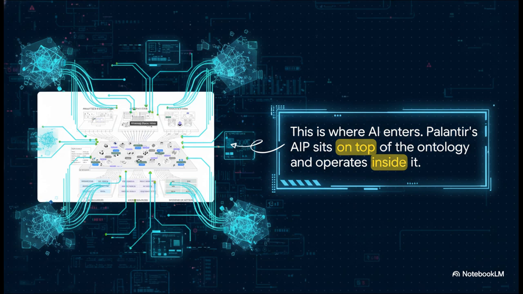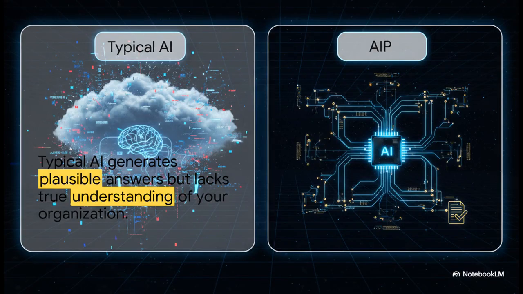Okay, so now that we have that solid foundation built, this is where artificial intelligence comes in. Palantir's AIP doesn't just get slapped on top of a bunch of messy data. No, it plugs directly into the ontology. It's designed from the ground up to operate inside this model of reality, not just looking at it from the outside. And the difference it makes is, well, it's huge.